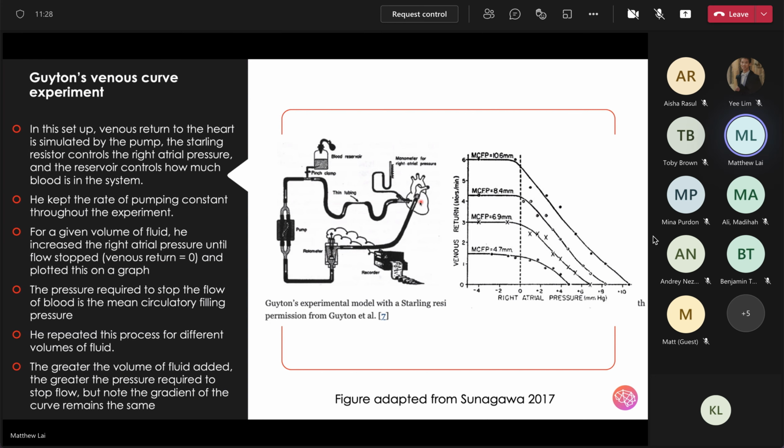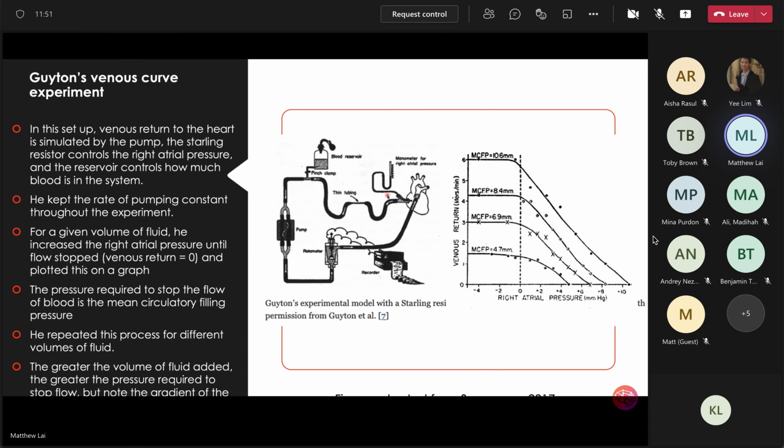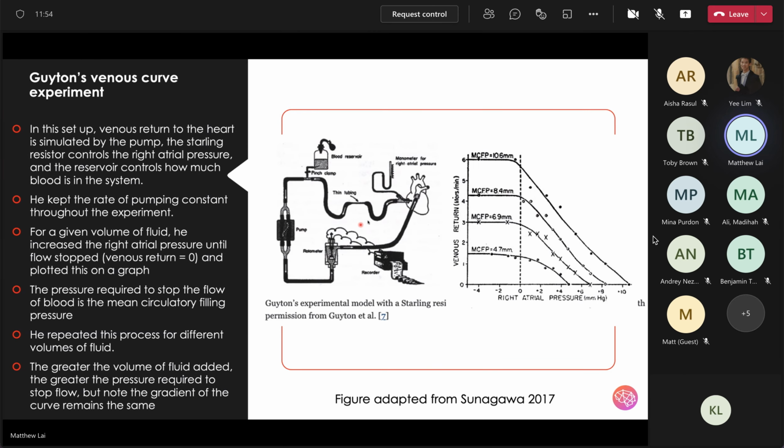And this feeds into the heart here. And then here we have a manometer, which is a way to measure how much pressure's in the right atrium. And then we have this Starling resistor here. And essentially all we need to really know about a Starling resistor is that using this, Guyton could vary how much resistance there is here, how much the right atrial pressure is. In this setup, the Starling resistor is your stand-in for right atrial pressure. And so he's able to change right atrial pressure by moving this resistor up and down.